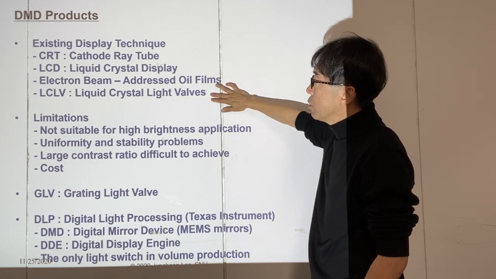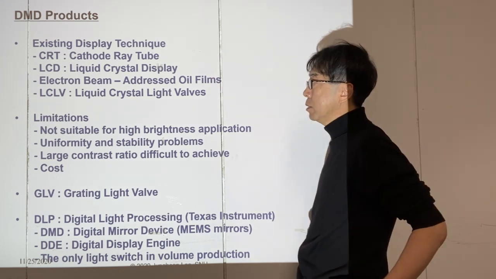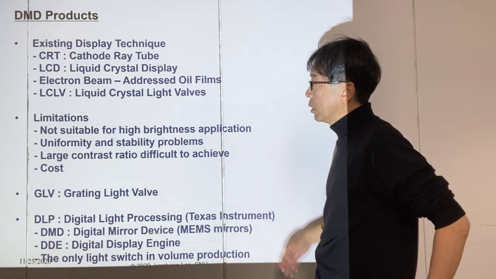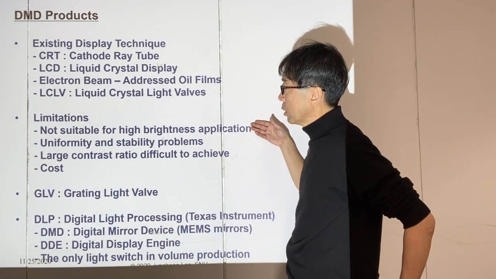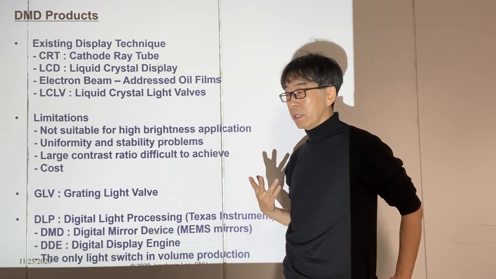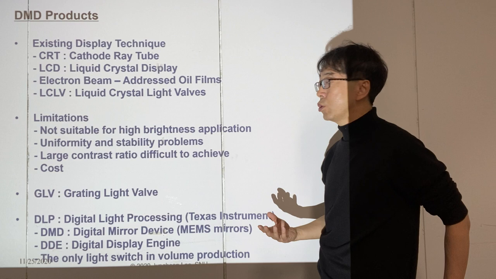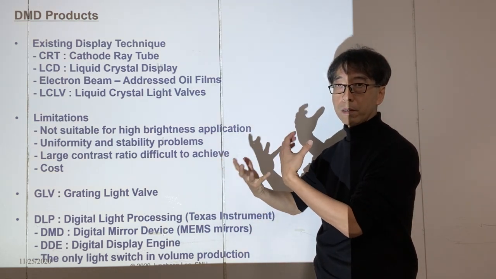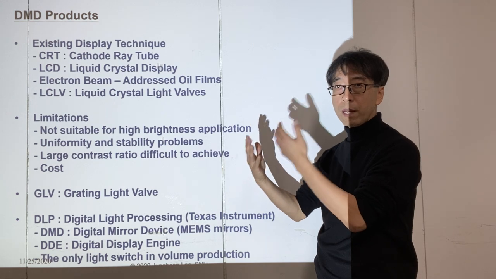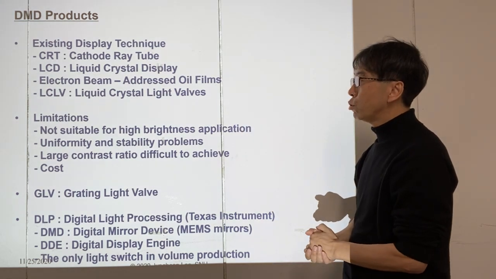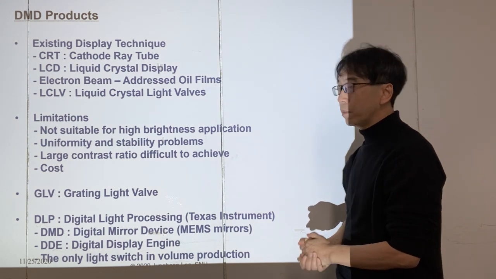And there's also liquid crystal IPL, which is similar to LCD, a little different. Let's take a look at the limitations of the current technologies. They are not suitable for high brightness application, basically. It's very difficult to show completely bright and completely dark patterns. Your pattern's brightness is somewhere in the middle, always. And uniformity and stability is a problem.